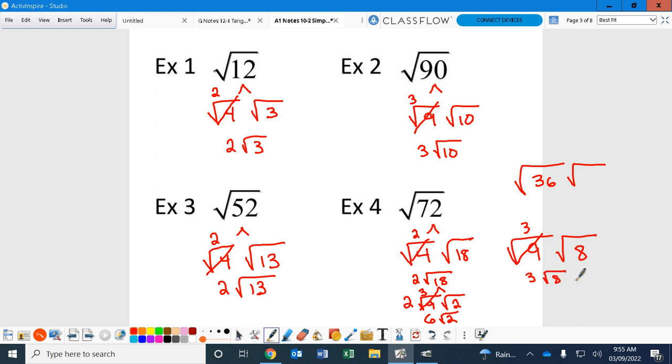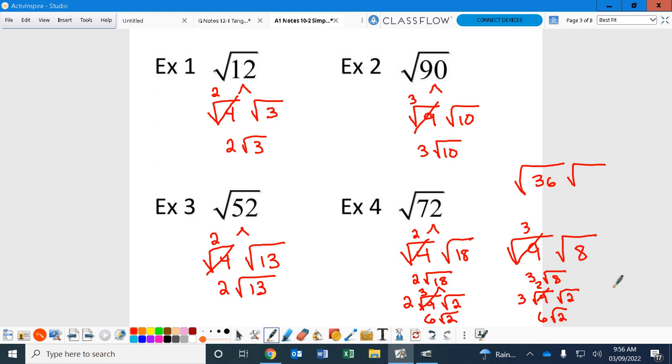Okay, why am I not done when I get to 3 square roots of 8? What will divide into 8 that's in that list? 4. And 4 times what gives you 8? 2. Okay, guys, what's the square root of 4? 2. And 3 times 2 would again be 6 square roots of 2. Do you see I get the same answer both times?